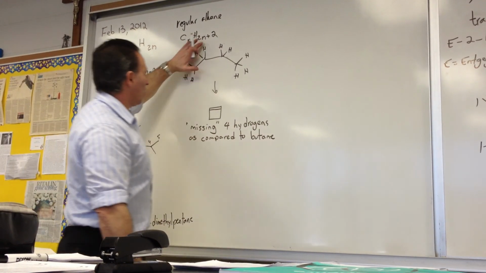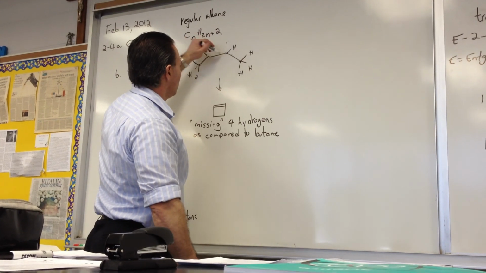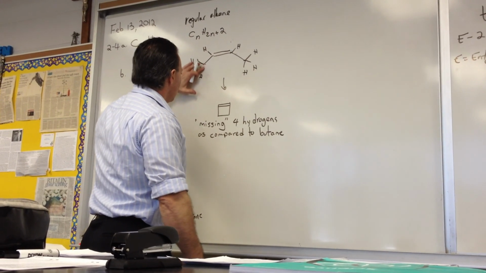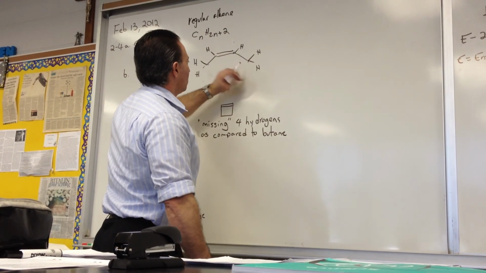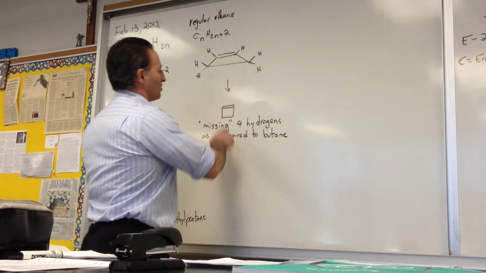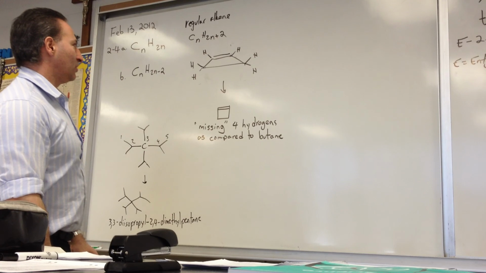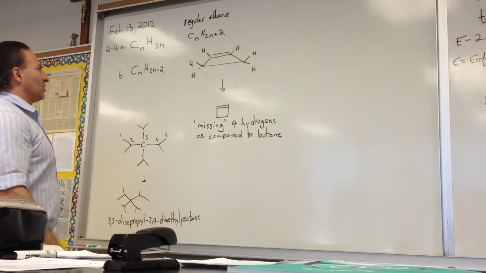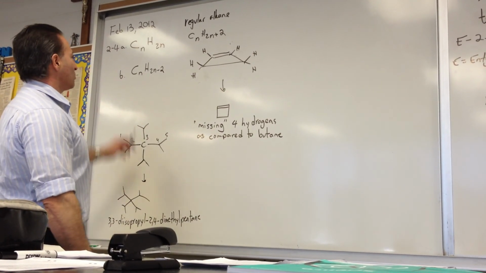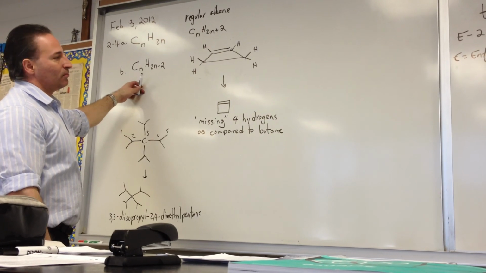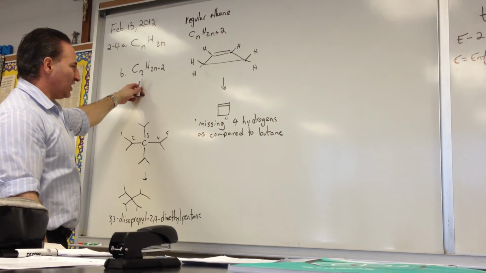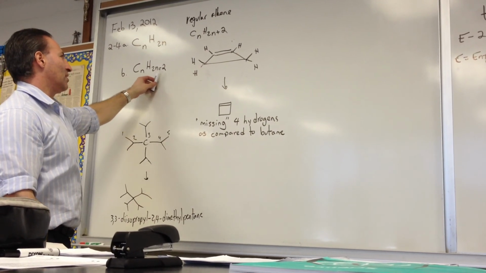But to form the double bond, you have to remove 2 hydrogens, form the double bond, and you have to remove these 2 hydrogens to link these 2 carbon atoms. So this is what it would look like. So it's missing 4 hydrogens as compared to butane, which has the formula CnH2n+2. So the formula for a cyclobutene would be CnH2n-2.